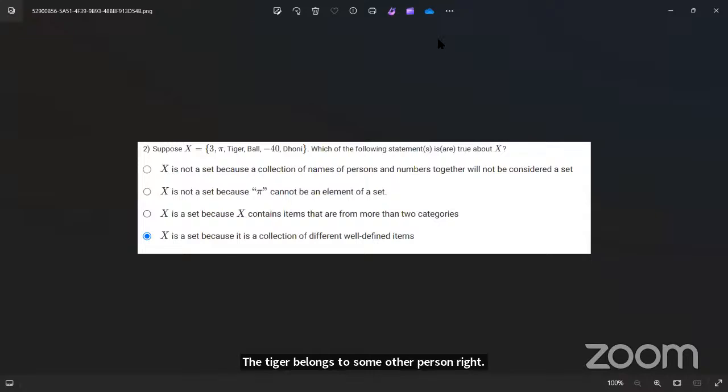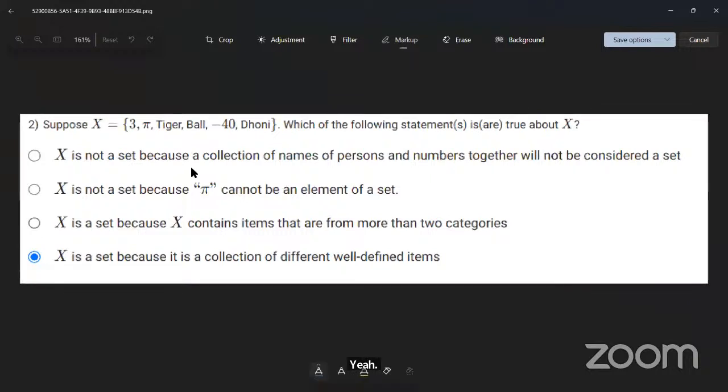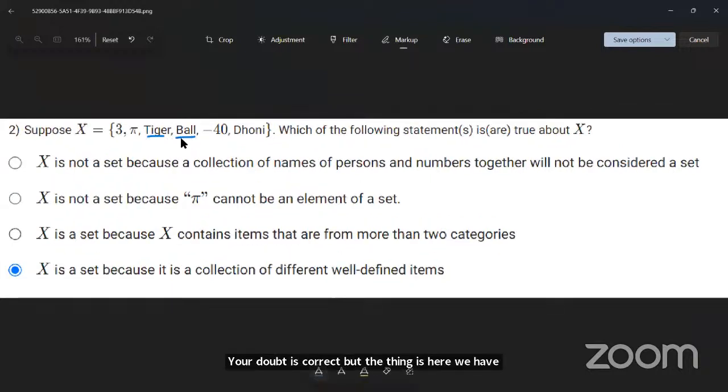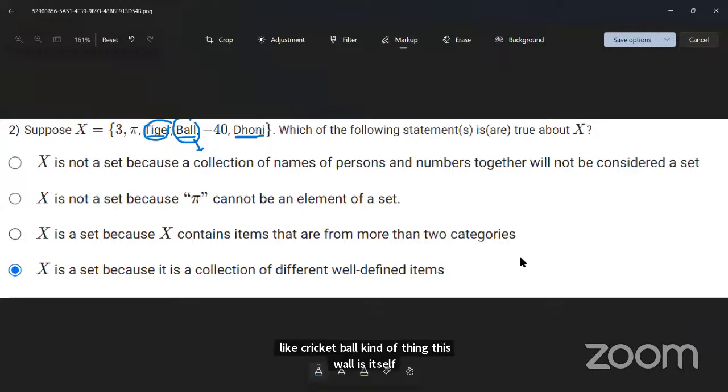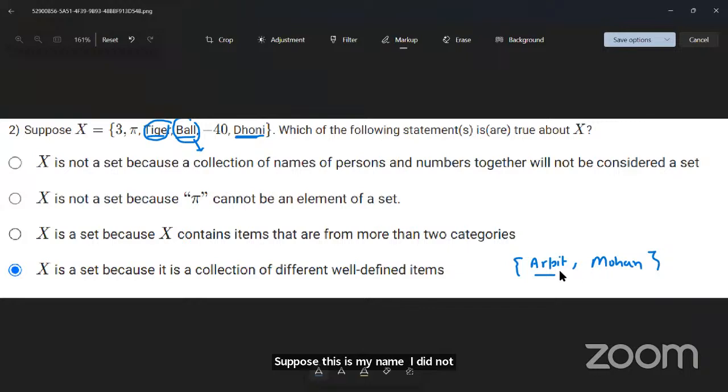Your doubt is correct. But here we have mentioned these names: tiger, ball, and Dhoni. This is itself an element, not a well-defined element; this is itself an element. It's not that here you can mention a tennis ball or a cricket ball. This ball is itself an element. It's just like if I make a collection like this. Suppose this is my name, Arpit Mohan. I did not specify who Arpit is or who Mohan is, right? It does not mean that this is not a set.